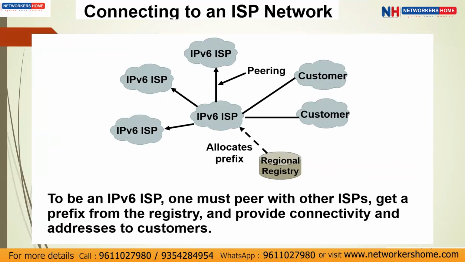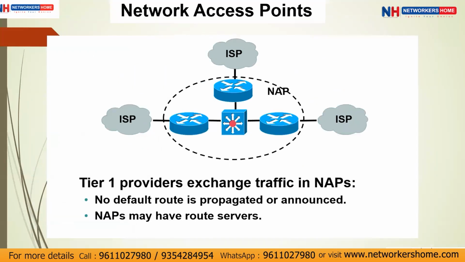So, connecting to an ISP's network: to be an IPv6 ISP, one must peer with ISPs, get a prefix from the registry, and provide connectivity and addresses to customers. A network access point, NAP, connects the ISPs. Tier 1 providers exchange traffic in the network access point. No default route is propagated or announced. A network access point may have a route server.